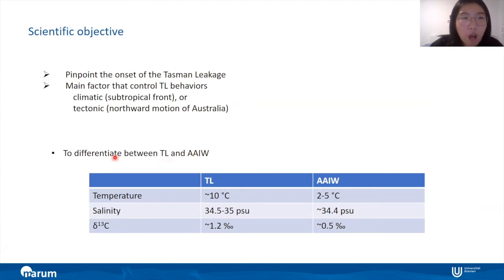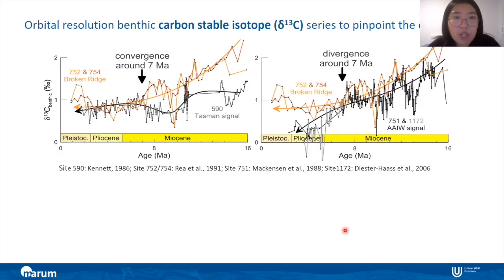So the main objective is to differentiate between Tasman leakage and the Antarctic Intermediate Water (AIW), which is relatively easy because A, Tasman leakage maintains its water properties, as I've mentioned a few slides before, and B, Tasman leakage is different from the AIW. Here we can see in this table, Tasman leakage is warmer and saltier, and delta C13 heavier than AIW. So now I'm building another benthic carbon stable isotope series, but in an orbital resolution.